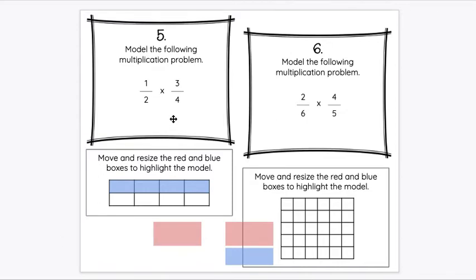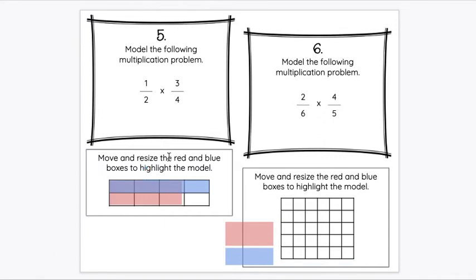Now I need to highlight 3/4. So if I go back to the same model, I can see that vertically 1, 2, 3, 4. I have 4 vertical groups. So I want to highlight 3 of them. So I'll click and drag my other highlight, and again just pull on the corner to resize. I need it to fill 3 of the fourths. There we go. And that's it.